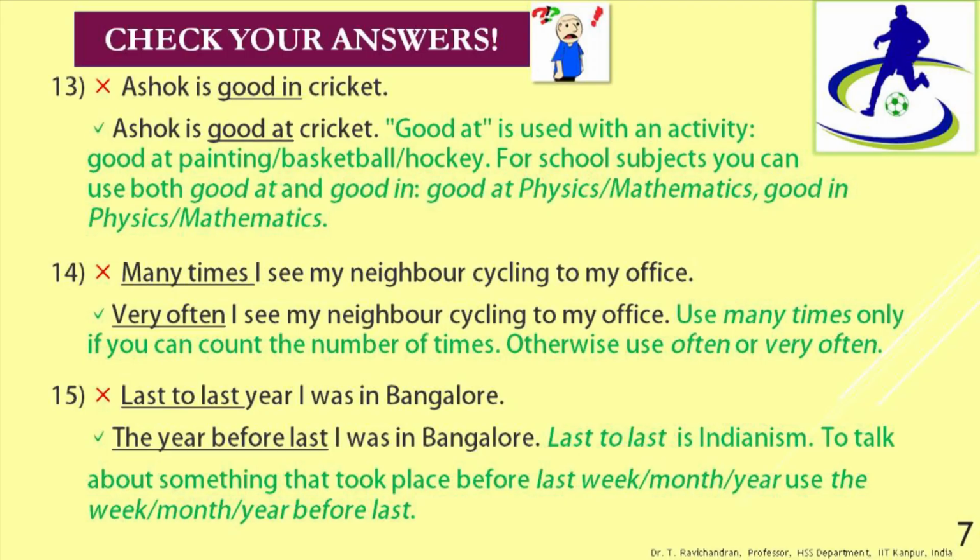13, wrong form is Ashok is good in cricket. The correct form is Ashok is good at cricket. Now, look at this phrase, good at is used with an activity, like anything that you do, usually playing. Good at painting, good at basketball, good at hockey, etc. Nonetheless, for school subjects like mathematics, physics, chemistry, you can use both good at and good in. So, somebody can be good in mathematics as well as good at mathematics. So, good at physics, good in physics, both are correct.